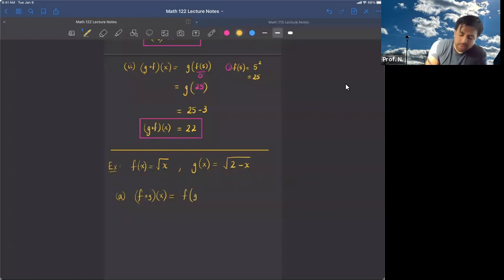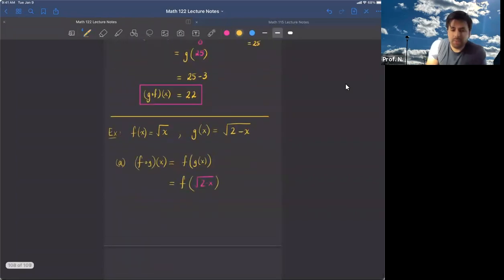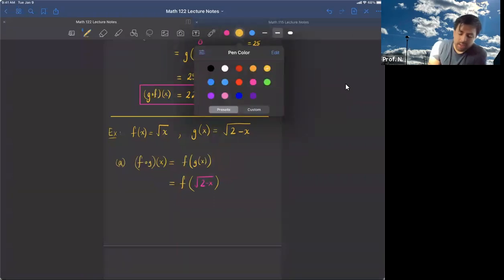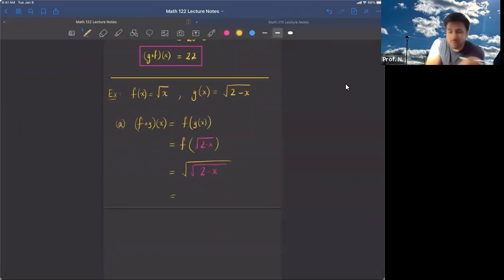Well, I'm applying g of x into f of x. That's what I'm going to be applying. So what is g of x? g of x is the square root of 2 minus x, right? So I'm applying the expression radical 2 minus x into f. What is f? What does f do? It takes the input and takes the square root of that. So that's going to look kind of strange, isn't it? What I mean is I'm taking the square root of the square root of 2 minus x. Now that is strange. I told you it's going to get weird.